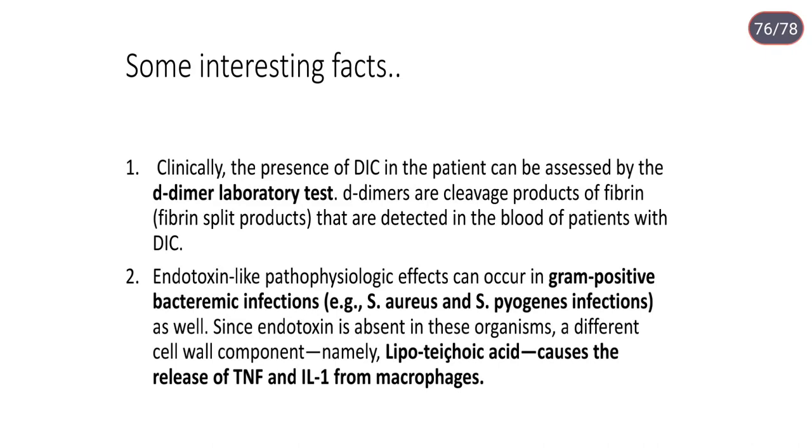Now, endotoxin, I told you that it is solely found in the gram-negative bacteria, but there are some substances in the gram-positive bacteria as well which have some effects like the endotoxin, like in Staph aureus and Streptococcus pyogenes infection, whose lipoteichoic acid causes the same effect by releasing tumor necrosis factor and interleukin-1 from macrophages, like the endotoxin.